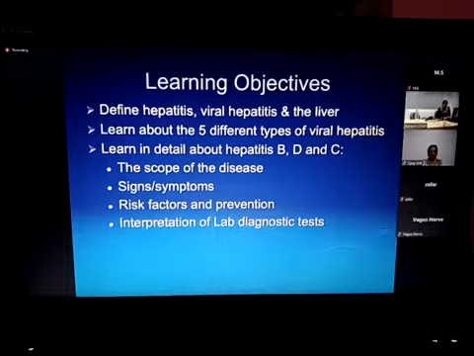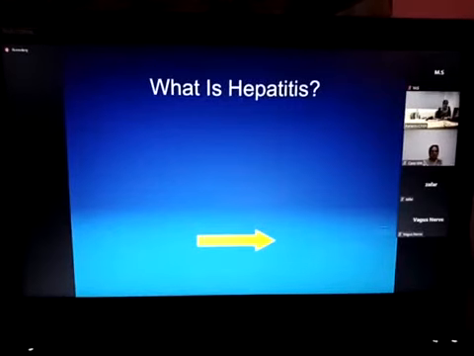And then we will discuss in more detail hepatitis B, D, and C, because these are the viruses that need more detailed discussion, while A and E, you will see that they are much more simpler to understand, and I believe you can read it and get through it on your own. The scope of the disease, signs, symptoms, risk factors, and interpretation of lab diagnostics. These are the main areas that you need to know at part 1 level for both B, D, and C more specifically.